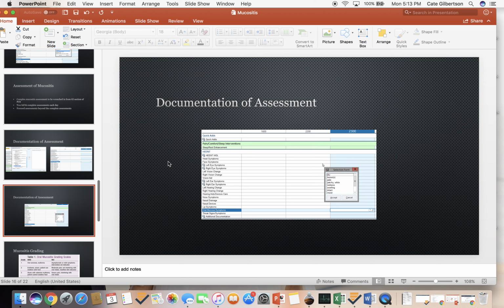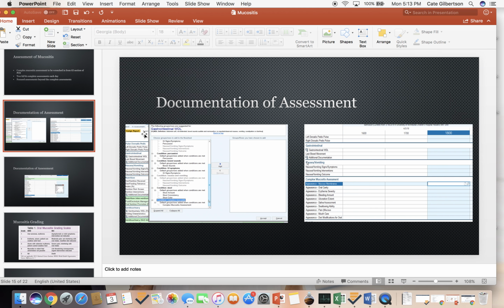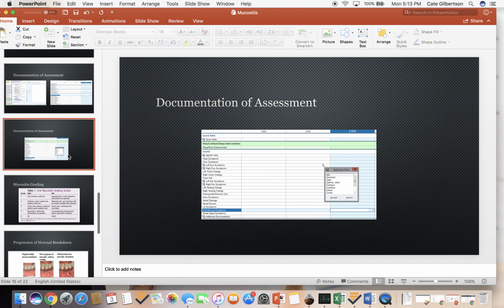So this was a place that people were doing the documentation of assessment if they weren't charting in the complex mucositis scale. There's an oral mucosa symptoms under HEENT. So we want to make sure we're doing it under the complex mucositis scale, because this is just much more detailed and goes more in depth.